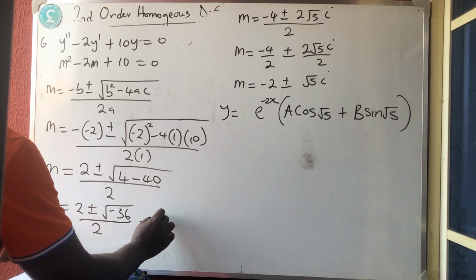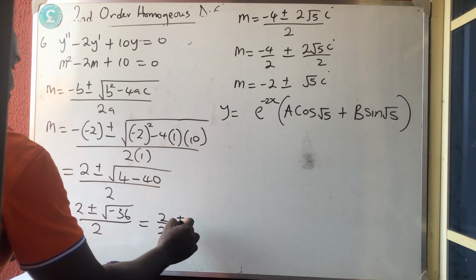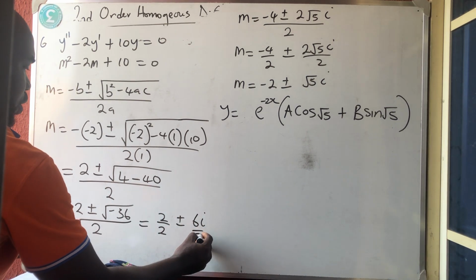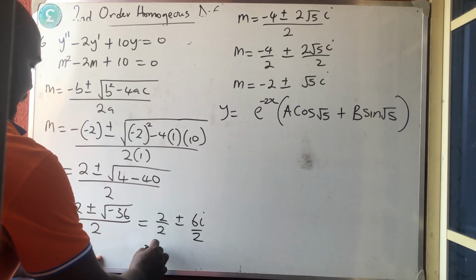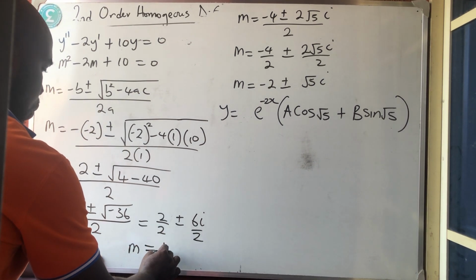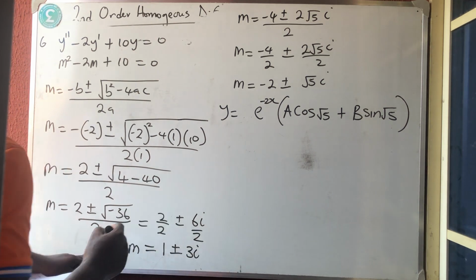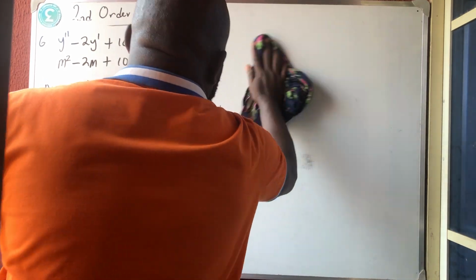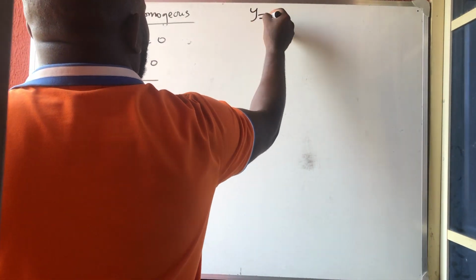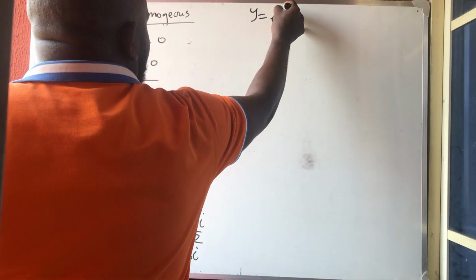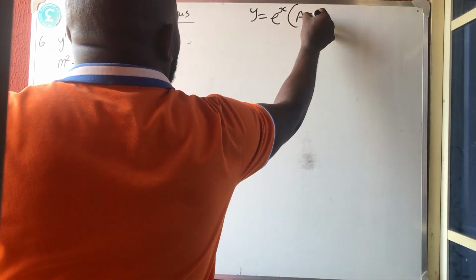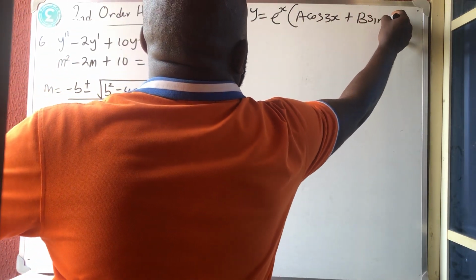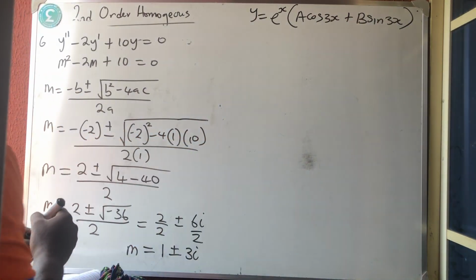So which is equal to 2 over 2 plus or minus 6i. The square root of 36 is 6, the square root of minus is i, all over 2. So which means that my m is equal to 1 plus or minus 3i. Okay, so 1 plus or minus 3i. So what do you think the solution will be? This is complex. So the solution y should be equal to e raised to power 1x, but there's nothing like 1x, I'll say x, bracket a cos 3x plus b sine 3x. As simple as that. So these are the 3 that are common.